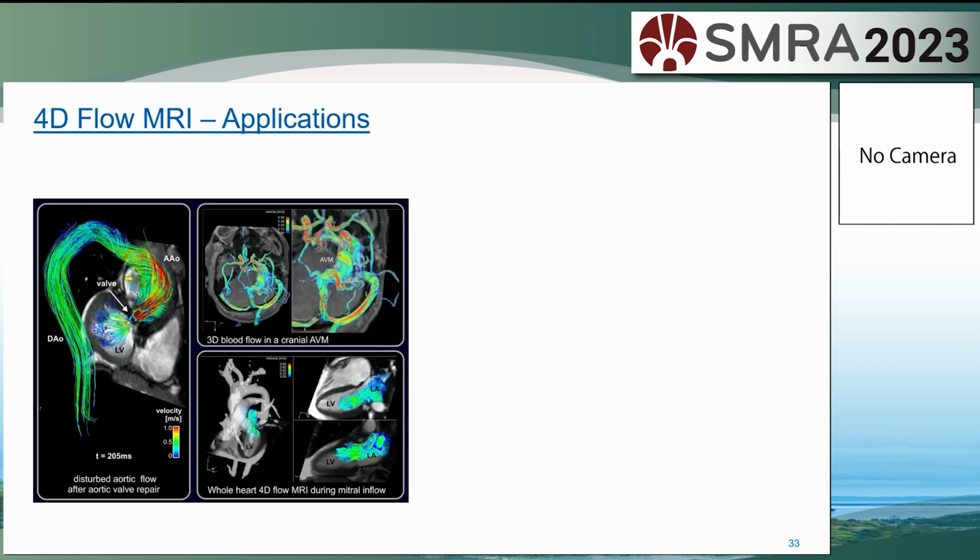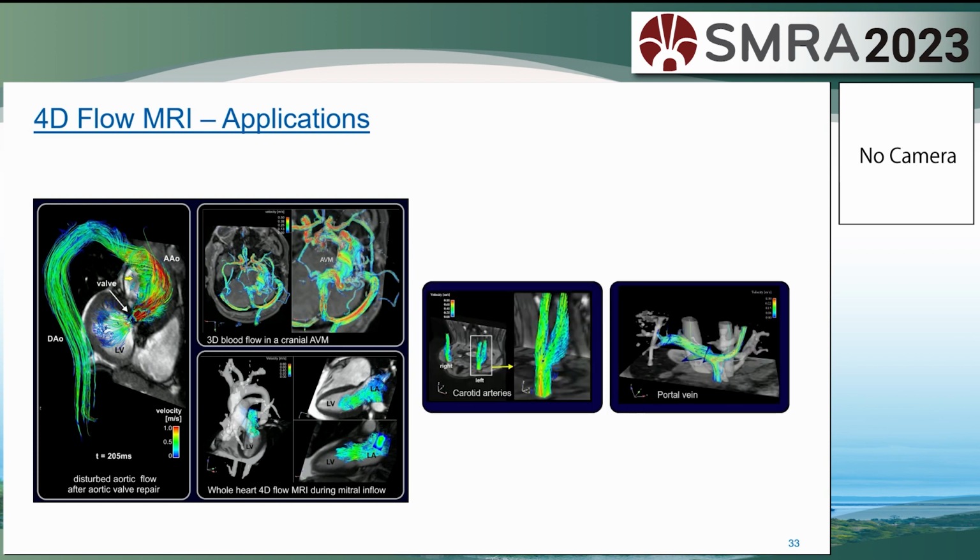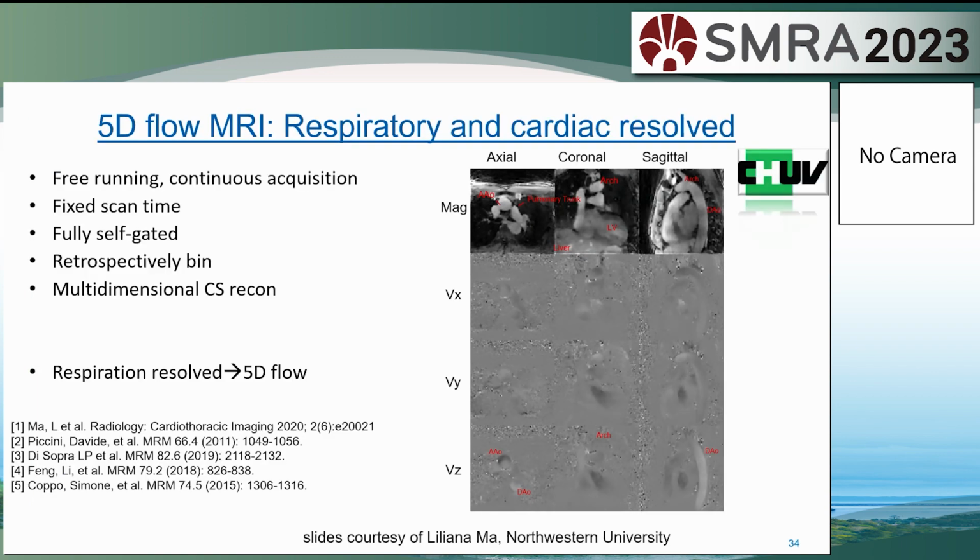So nowadays we apply 4D flow in many body parts. In the chest, for example, in the brain, in the heart, as well as in the carotid arteries or in the portal vein, and there are many other applications coming out that are very interesting also for the clinical questions that we can answer.